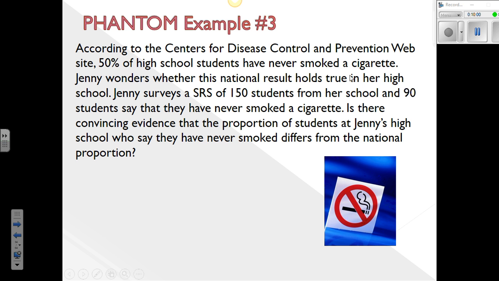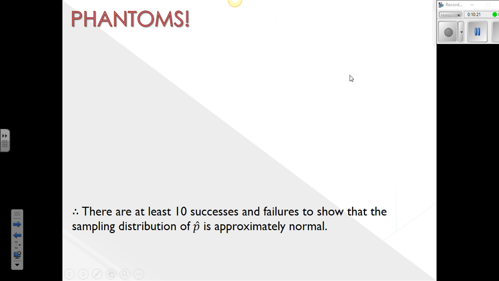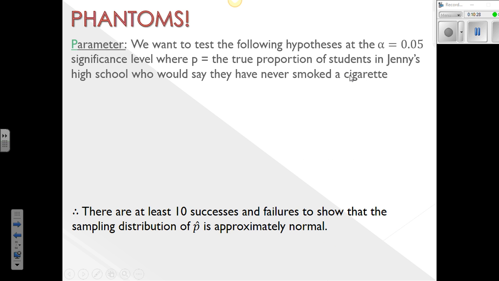So what does Jenny do? She takes an SRS, a simple random sample, of 150 students from our high school, and 90 of them have said they have never smoked a cigarette. Is there convincing evidence that the proportion of students at Jenny's high school who say they have never smoked differs from the national proportion? I don't know. Guess what we're going to do? We're going to find out. So we're going to do a hypothesis test. Spoiler alert. There are at least 10 successes and 10 failures.